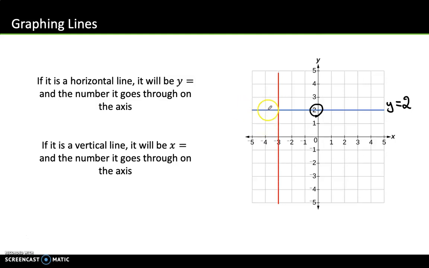If it's vertical, this means it's going to be x equals, so I'll write it down there. And again, we look at the point that it cuts on the x-axis. It cuts through the point -3, so it's going to be x equals -3. This will be really important for the questions coming up, so make sure that you've got all of this written down and the graph down with the 2 examples. Okay, so let's crack on with some questions.